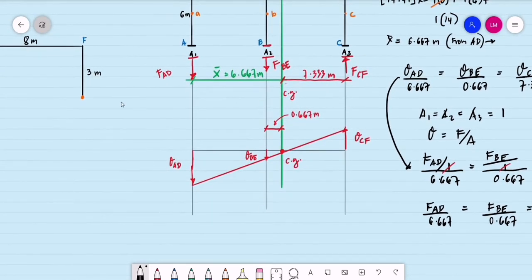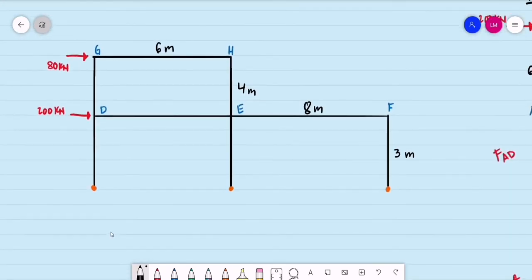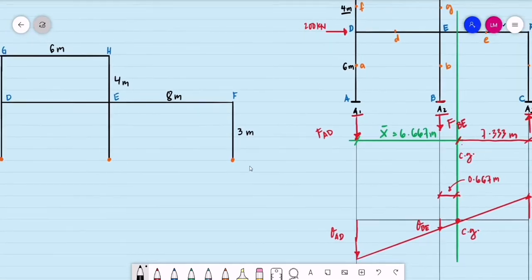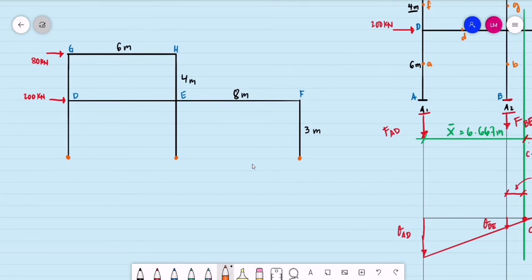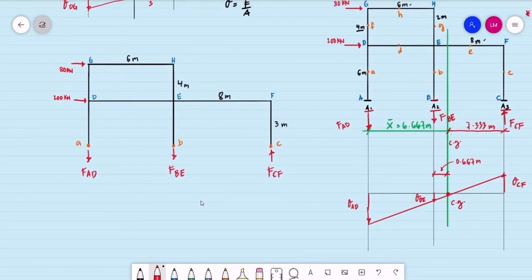Okay, since we now know the direction of the axial forces for the first level, we separate the upper half of the frame starting from the point of inflection on the first level's columns. This is point A, point B, then point C. So we have a downward axial force for column AD, a downward axial force for column BE, and an upward force for column CF, based on their location with respect to the center of gravity of all columns on the first level.